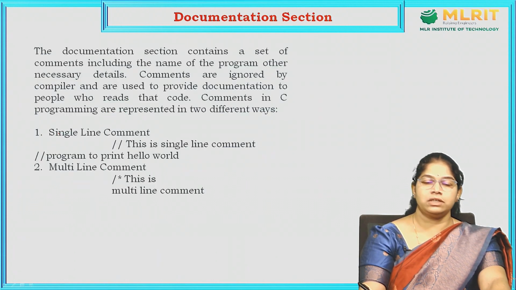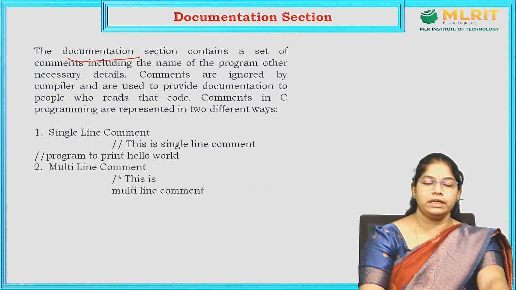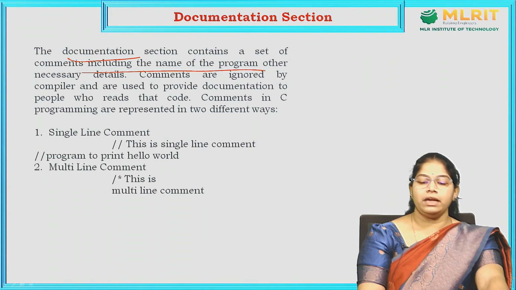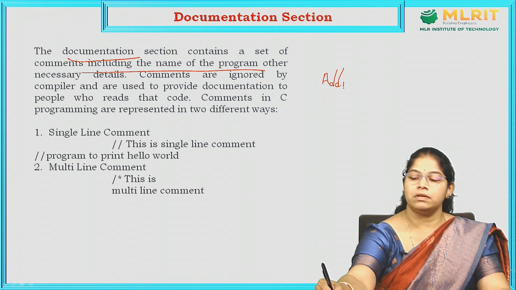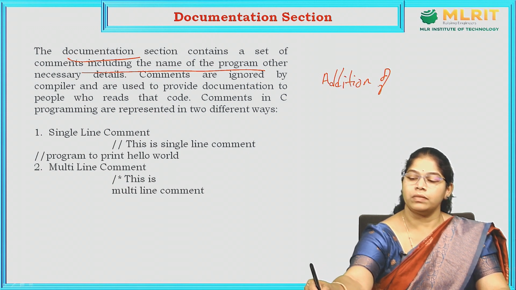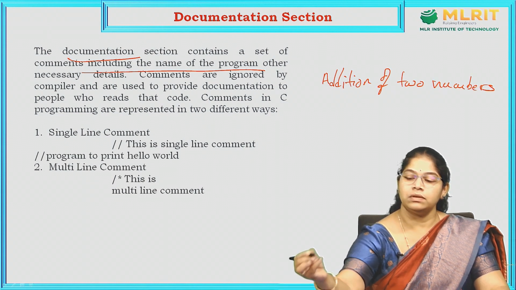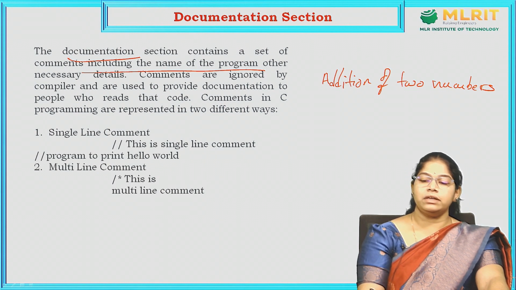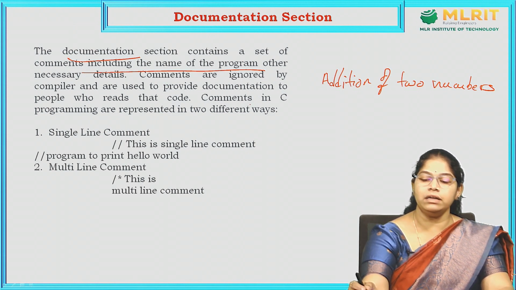The first section is called the documentation section, which contains a set of comments including the name of the program. Let us suppose my program is about addition of two numbers, the sum of two numbers. If I want to include the title of the program, then we go with the documentation section. The documentation section is also known as the comment section, in which we can provide a title for the program.